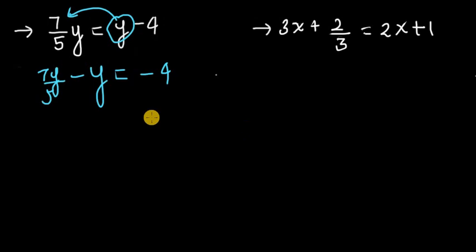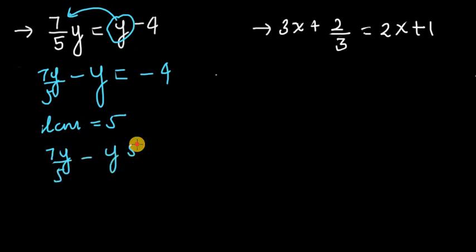So now we have this kind of statement. Okay, so we have to subtract y from 7y by 5. So how can we do that? We have to take LCM. So LCM here is 5. So let's do it then. So 7y by 5 minus y into 5 by 1 into 5, okay, equal to minus 4. So this is the next stage.